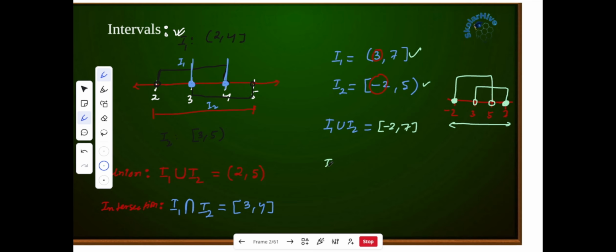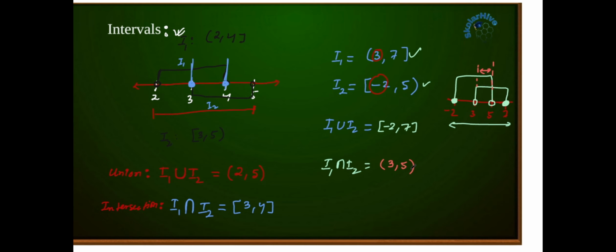But if we talk about the intersection of these two, we need to look for the values common to both intervals. The common values are from here to here, between 3 and 5. As 3 is not included and 5 is also not included, it will be the open interval (3, 5). This is very important, something we must understand before dealing with inequalities.